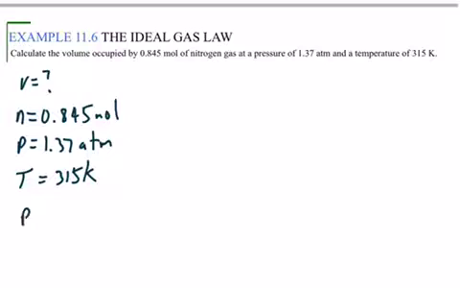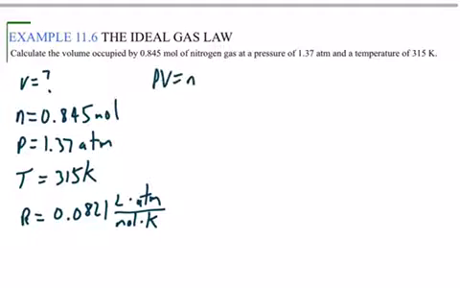Now, R is a constant, so you'll have that on your formula sheet, okay, or you might be asked to memorize it, and that's 0.0821 liter atmospheres over mole Kelvin. So, the original equation is PV is equal to nRT, so what we're going to do is isolate the volume. We're looking for volume here. So, if you isolate volume, it's going to look like this. nRT divided by P will give us the volume.